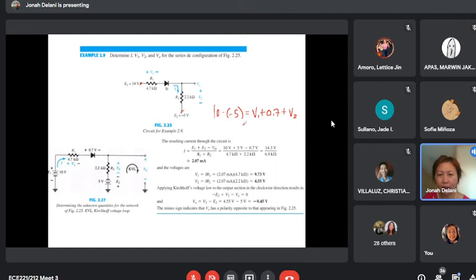What is V1? V1 is current times 4.7 K. That's the voltage, right? V2 is current times 2.2 K.